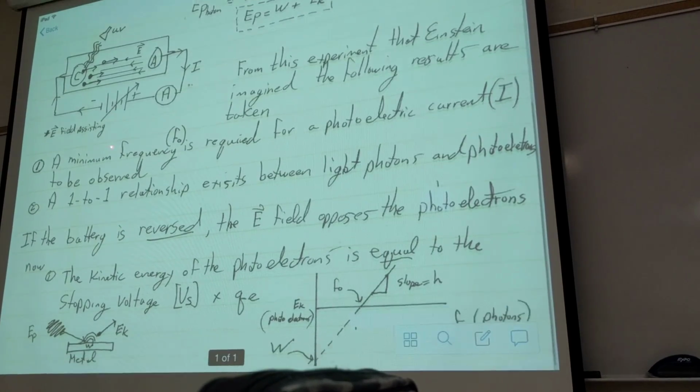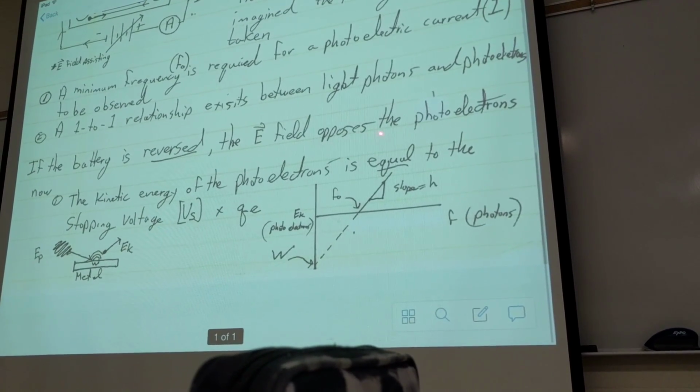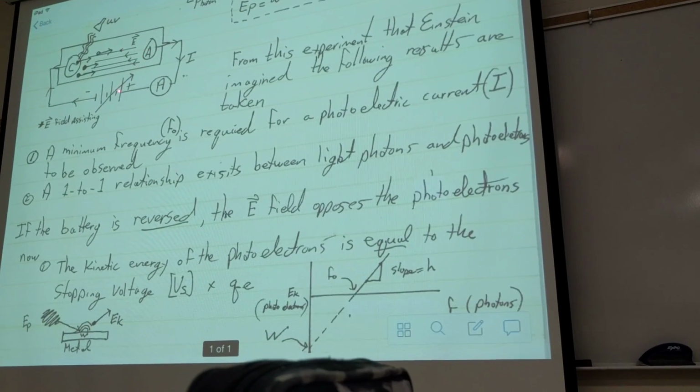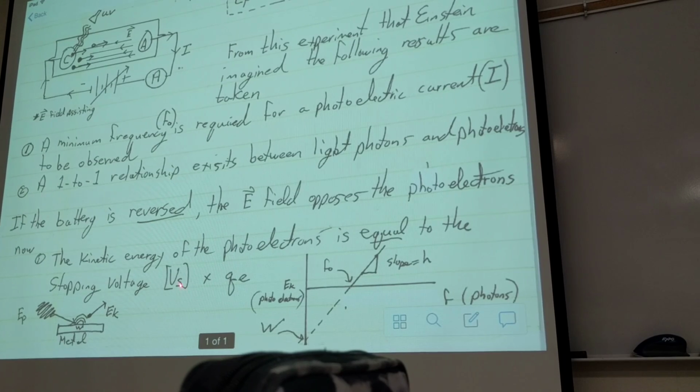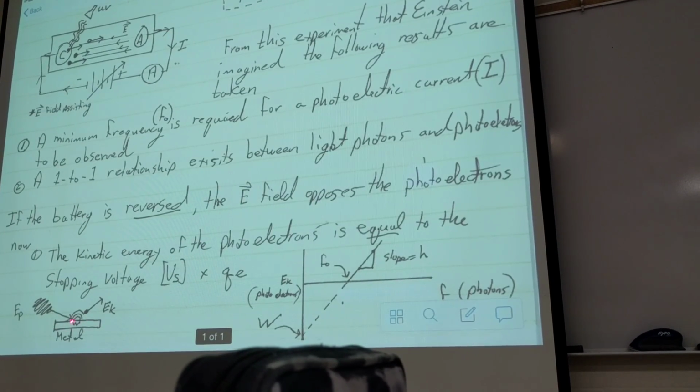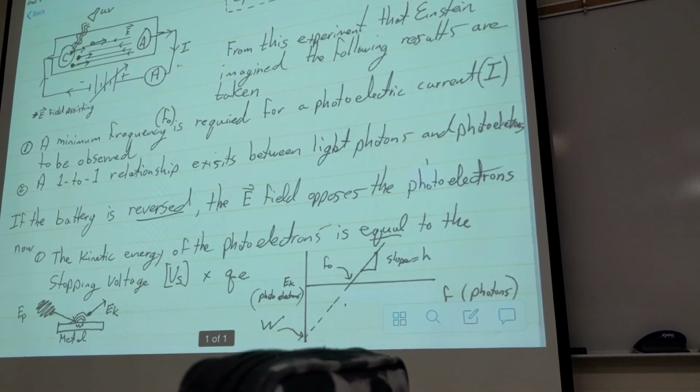If we reverse this battery, we reverse the field, and now we can get to the kinetic energy of the electrons, because that voltage that stops them, called the stopping voltage, times the charge, gives you their kinetic energy as they're ejected from the surface.